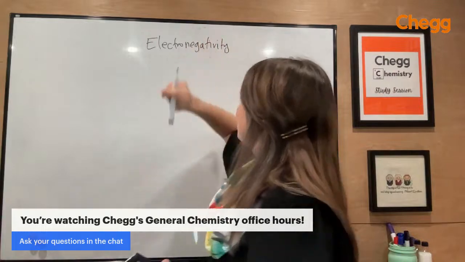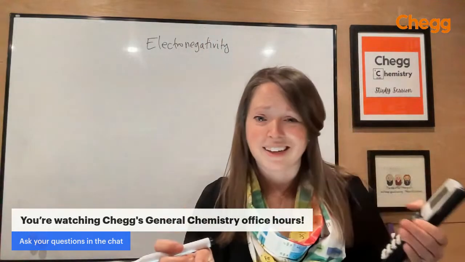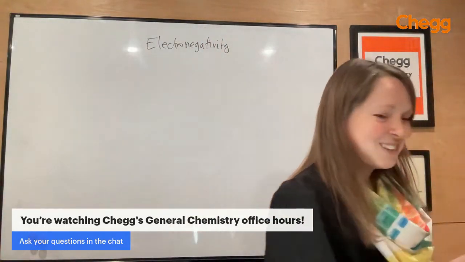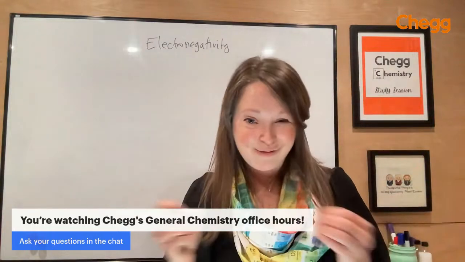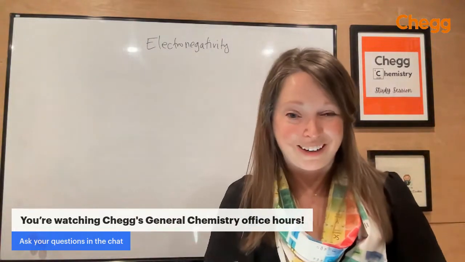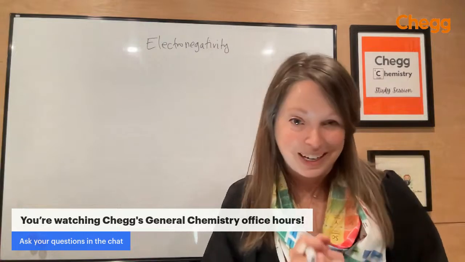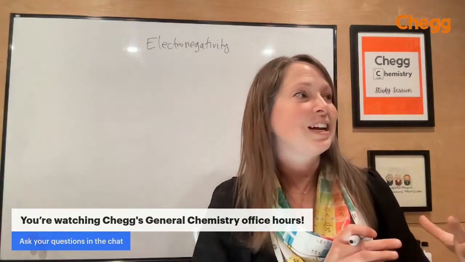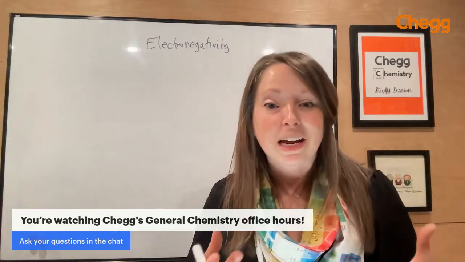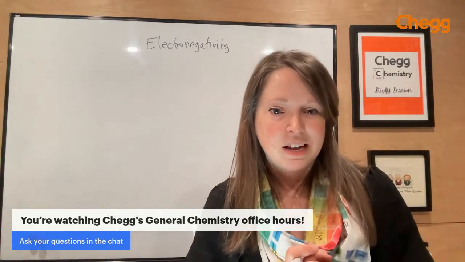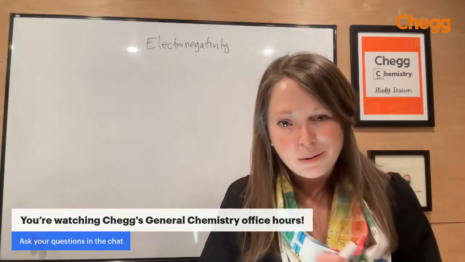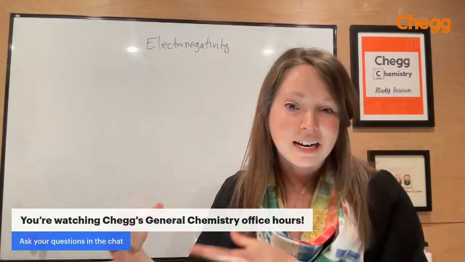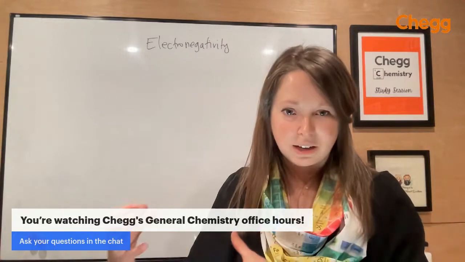So I like to tell everyone, imagine there's just this really contested tug of war on the electrons in a covalent bond. And the more electronegative atom is going to be the one that has the advantage. So basically, the electrons are not going to be shared equally in a polar bond. So the more electronegative atom will have a slightly more negative charge as the electrons shift slightly towards that.